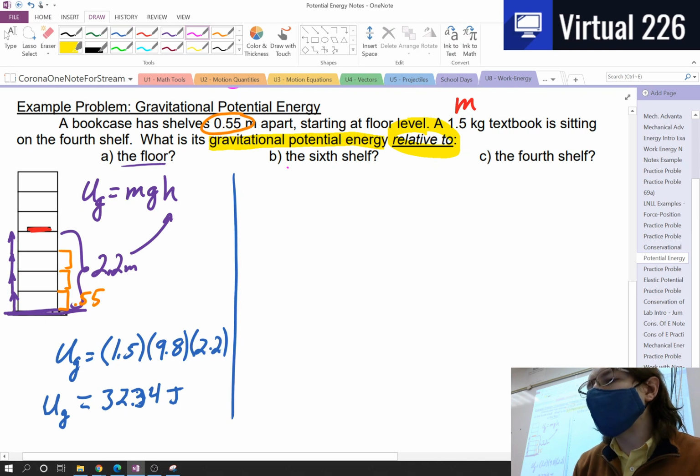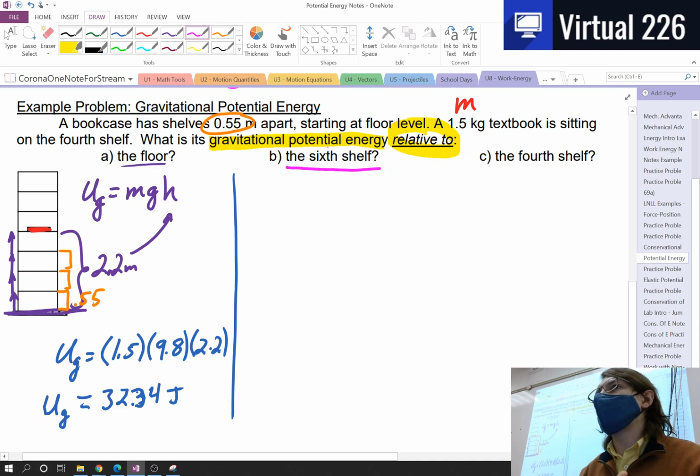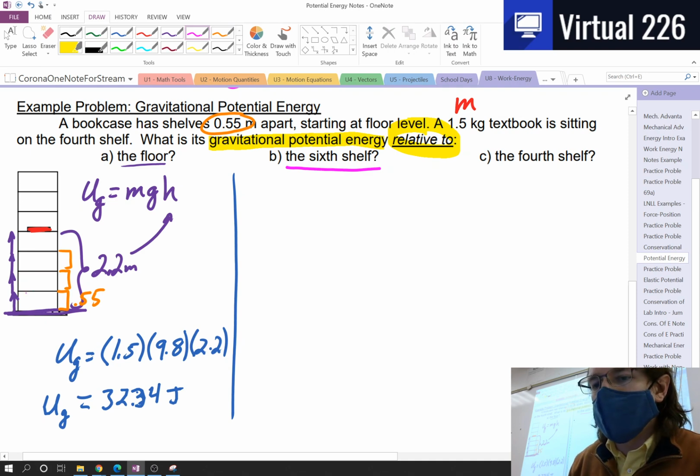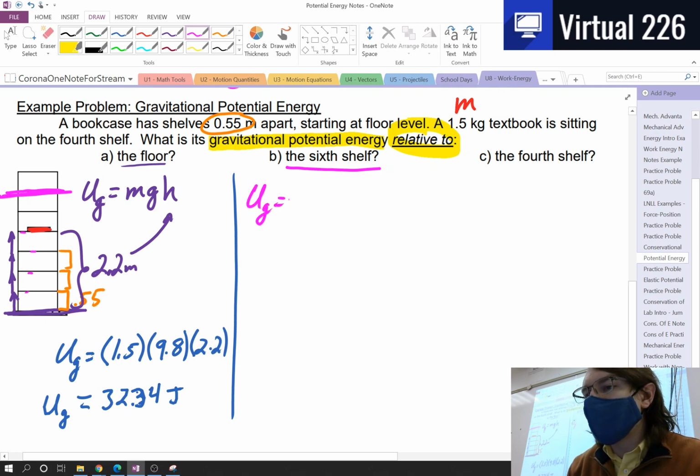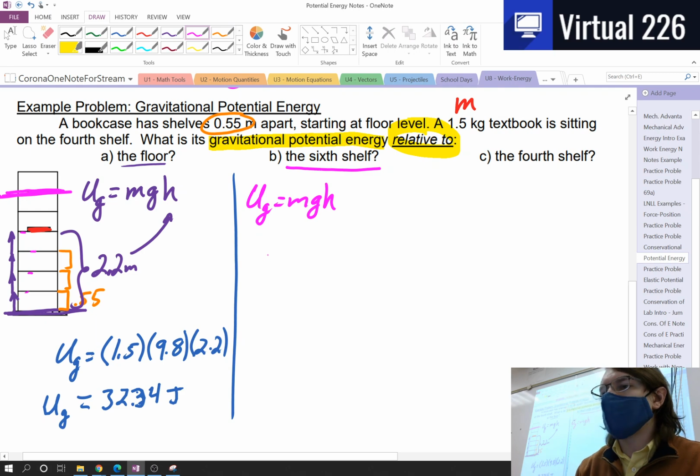When we do this again, we're going to do this relative now to the 6th shelf. So before, this is the 1st, 2nd, 3rd, 4th shelf. Now we're going to do it relative to the 6th shelf up here in pink. It's going to be the same equation. UG equals mgh. We're still going to have mass of 1.5. Gravity's still going to be 9.8. But what is the height going to be now? Well, we're only 2 shelves off. 1, 2. So that height, h, should be 1.1.